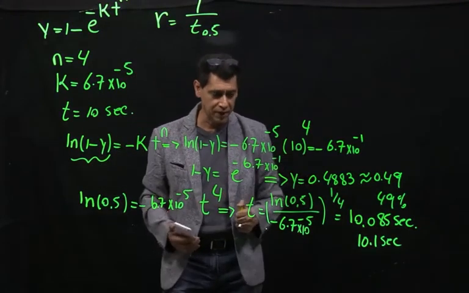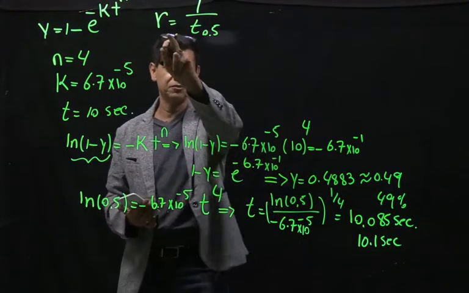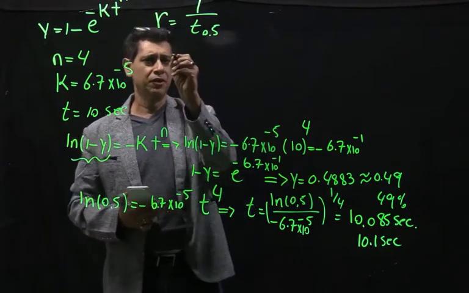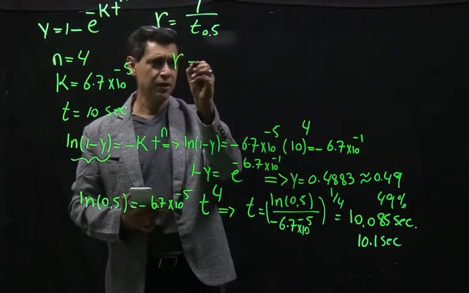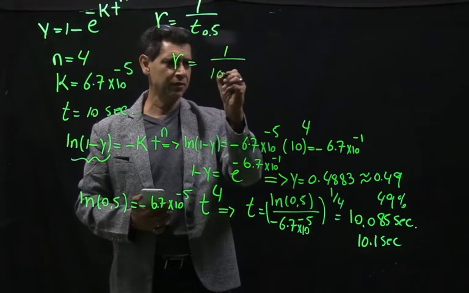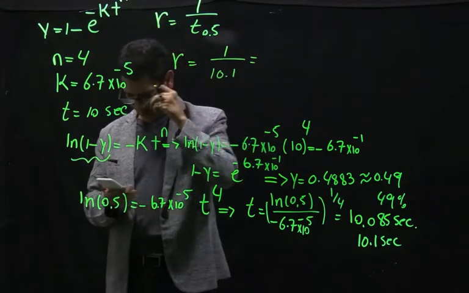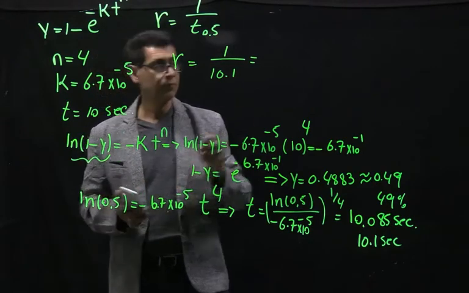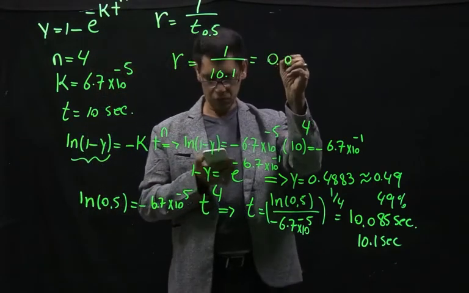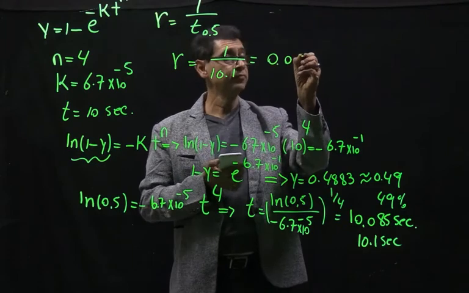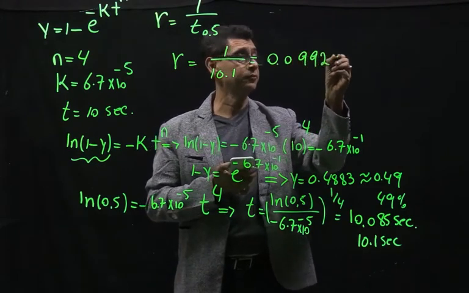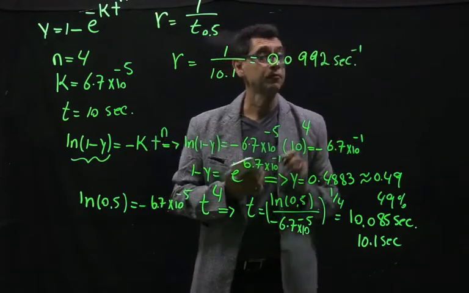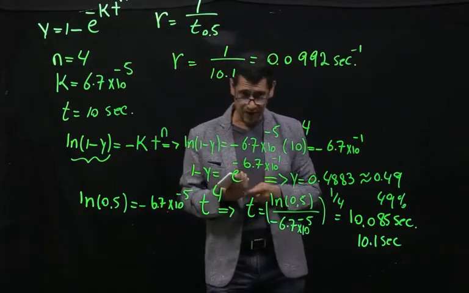So this is correct. Now what is the reaction rate? The reaction rate for this reaction is 1 divided by 10.1, and this value is roughly around 0.0992. That's what we have here.